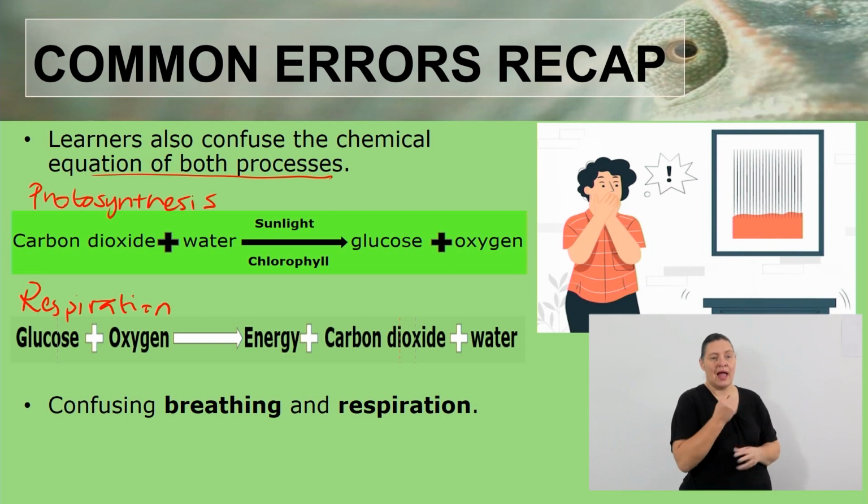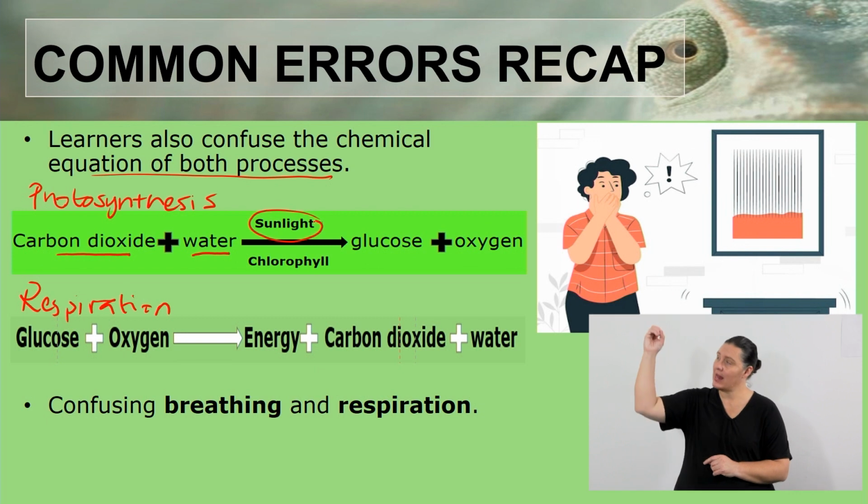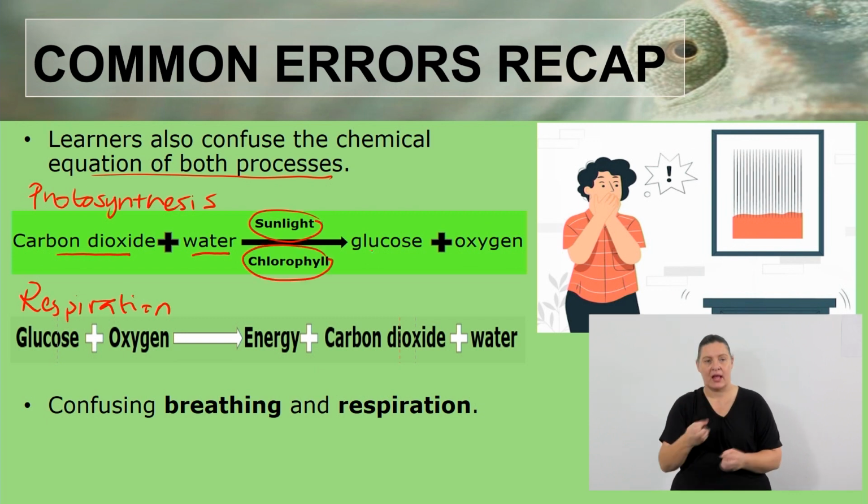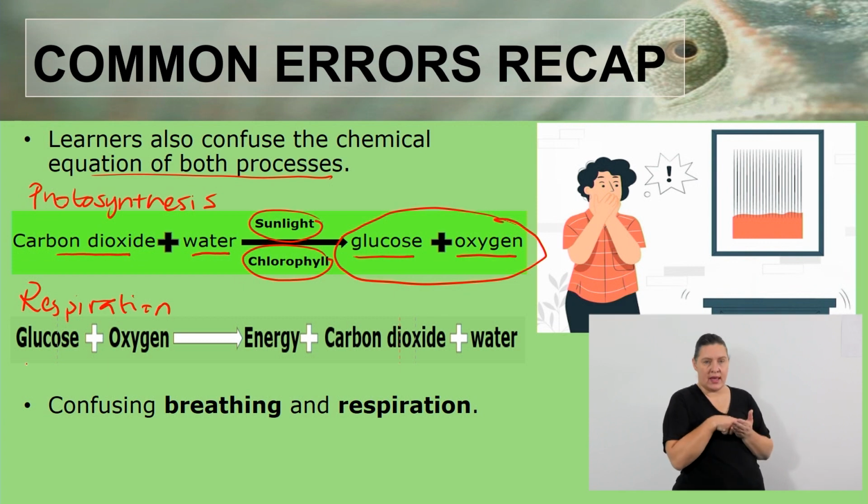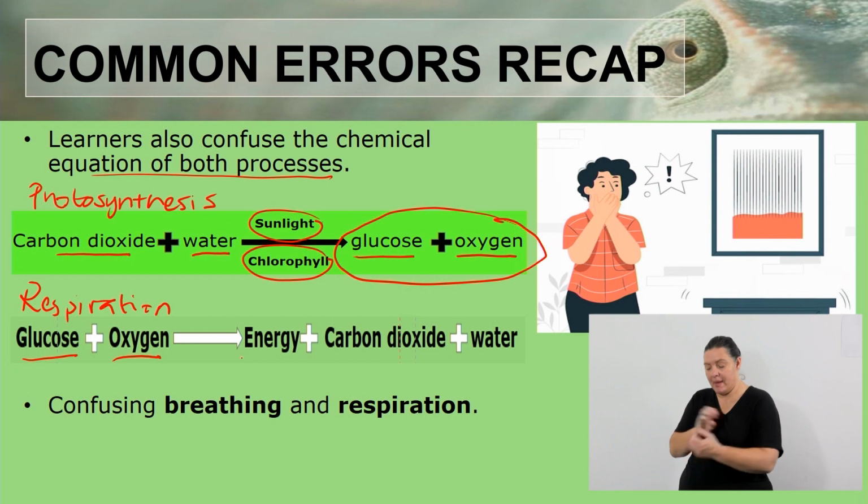For photosynthesis, the requirements are carbon dioxide and water. So carbon dioxide plus water, with the help of sunlight and chlorophyll, gives us glucose and oxygen as products. Whereas in respiration, these products are now requirements. So glucose plus oxygen will then give us energy, carbon dioxide, and water. So those are the products of respiration.